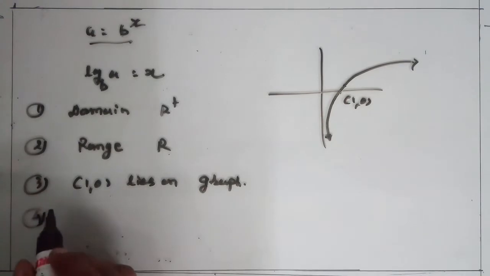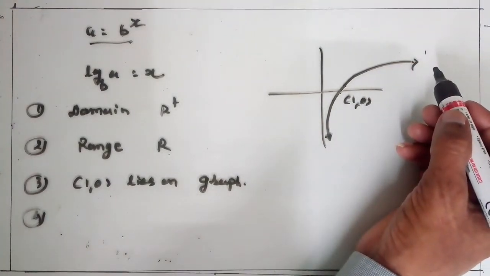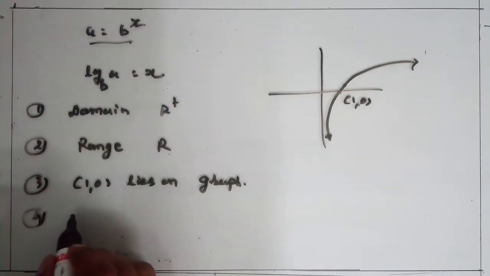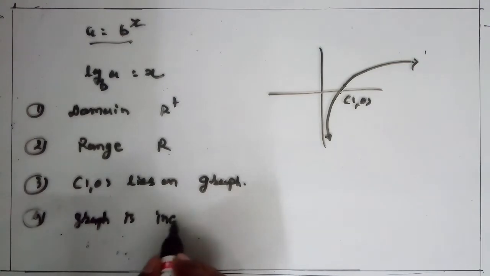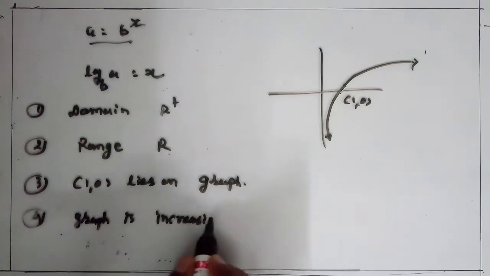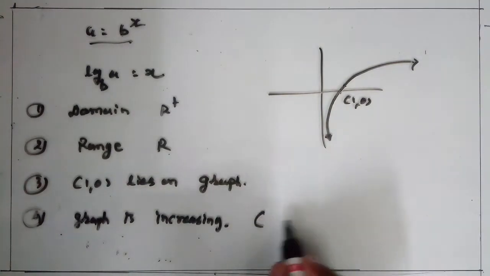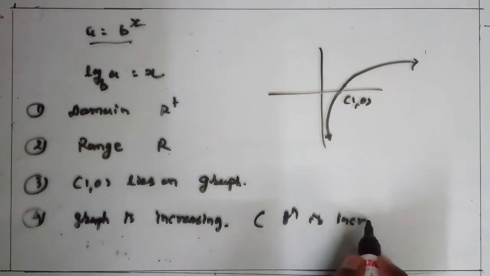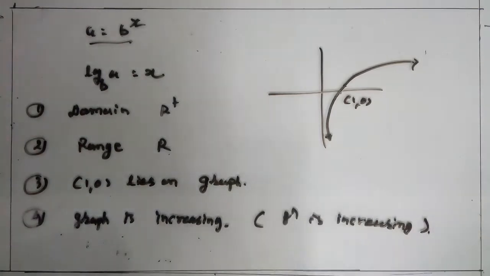Number 4: the graph of y = log x is always an increasing function. That is, the graph is increasing. In other words, this function is an increasing function. Clear? So remember this.